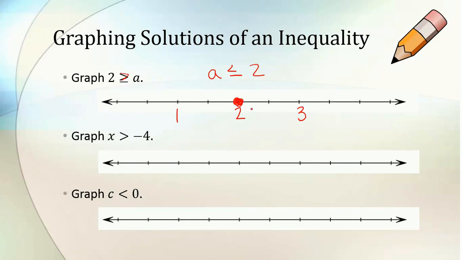Now, let's figure out, am I going to shade to the left or to the right? A has to be less than or equal to 2. So is 1 less than 2, or is 3 less than 2?